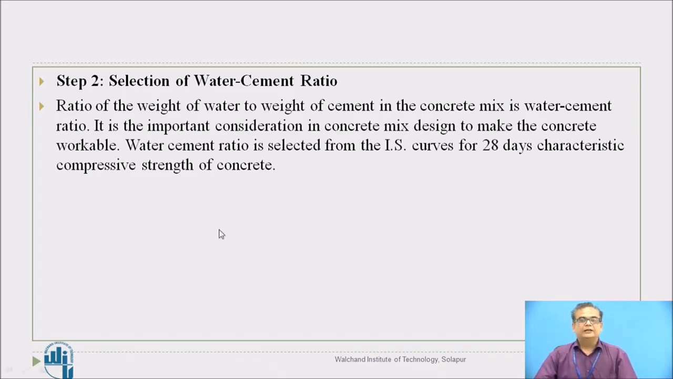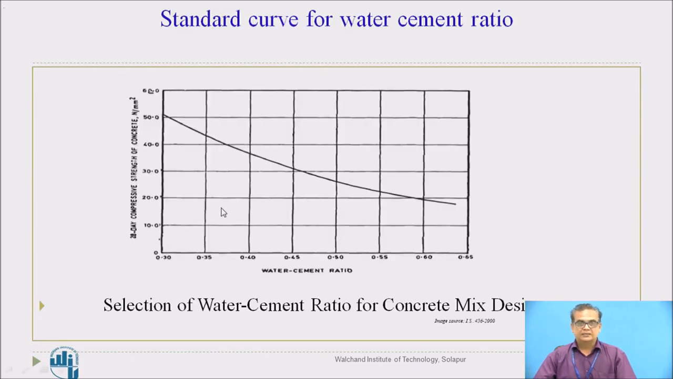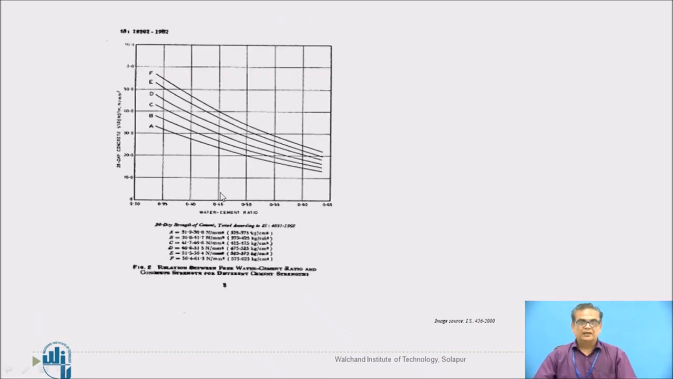There are standard curves given by IS codes, and IS 456 gives these curves. These curves are to be used for determining water cement ratio. This is one curve for water cement ratio of concrete mix design. Here you can see water cement ratios, and here you can see the 28 days compressive strength of concrete. So you can choose the water cement ratio from here. This curve also is important, depending upon grade of cement, water cement ratio and concrete strength. So these two curves are to be used.